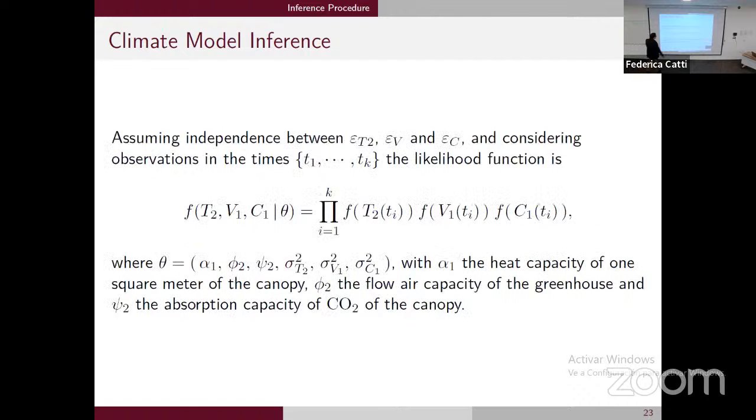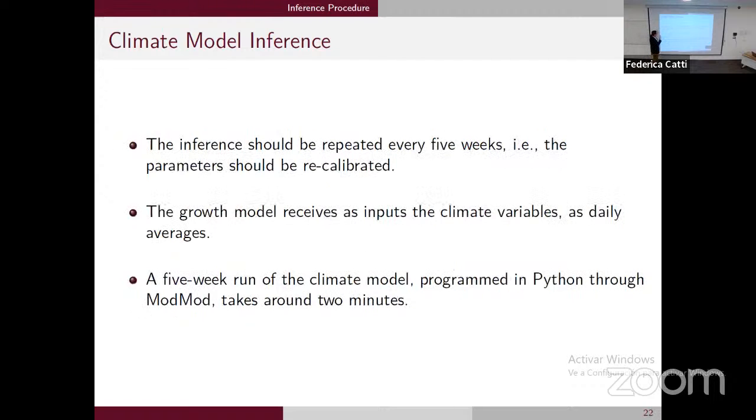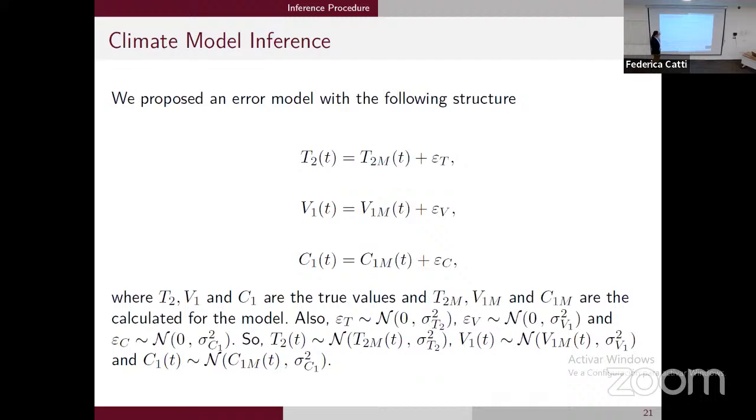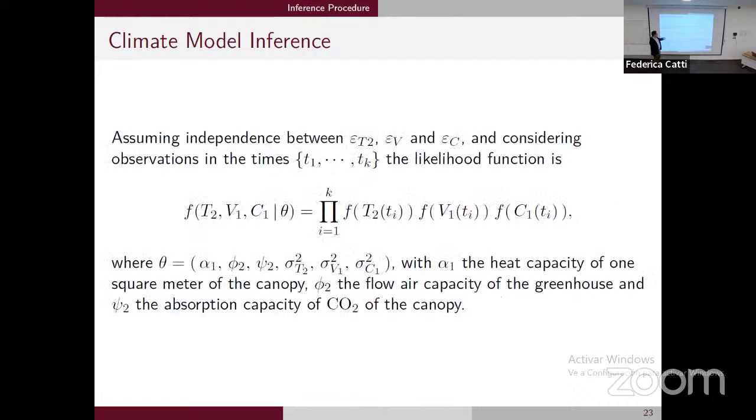Okay, if we have observations at these times, the likelihood function is this. Do you know what a likelihood function is? The likelihood function is the probability of having some observation given your error model. Given this error model, you see the probability of having some observation with this model. That is the likelihood function: the probability of each of the variables having some observation.